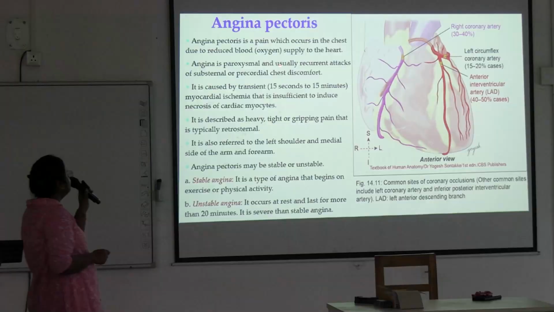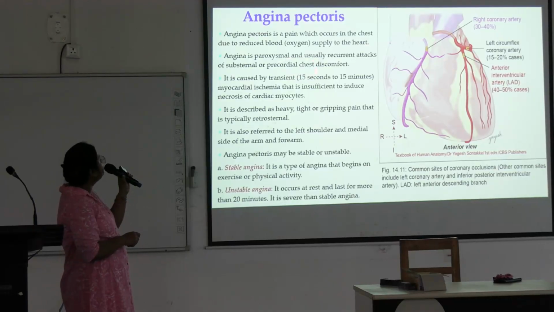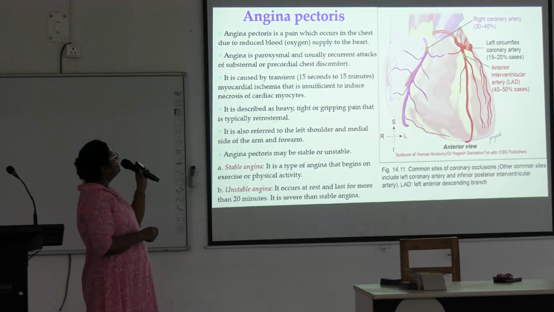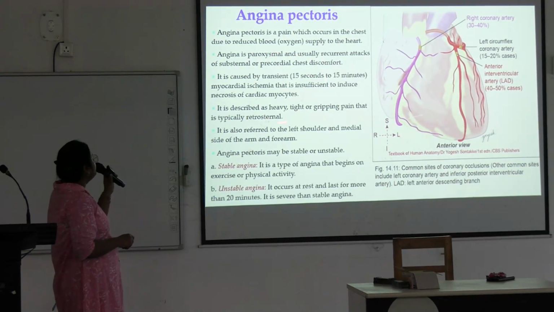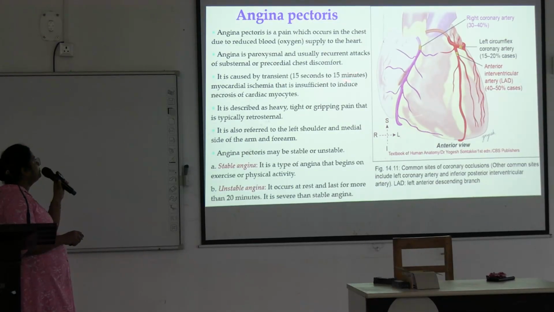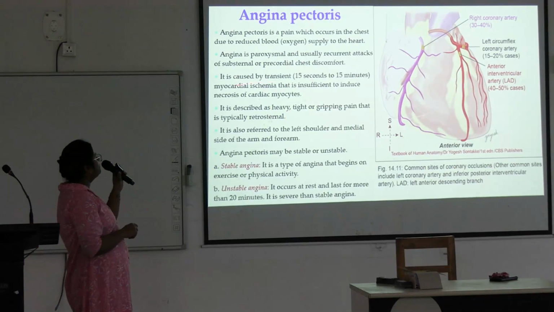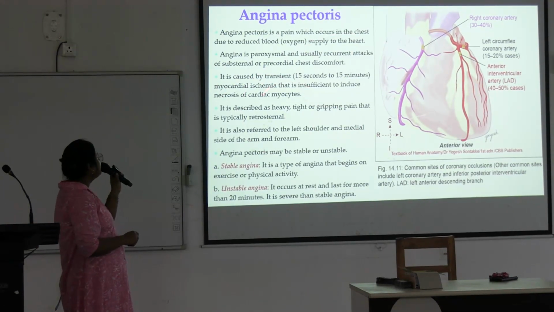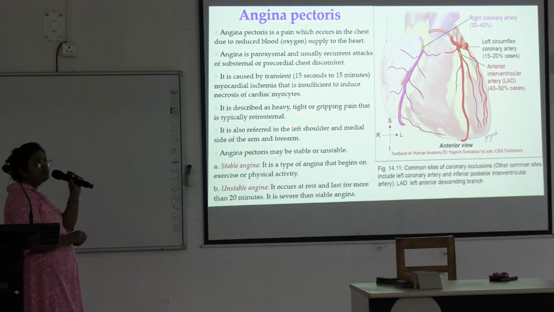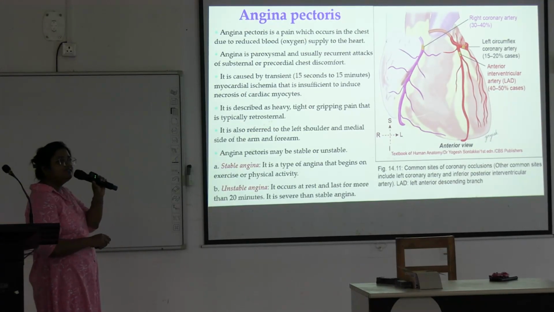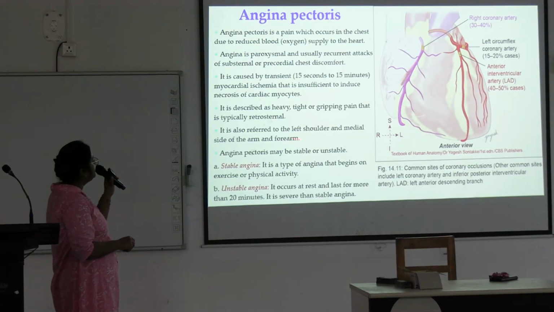So angina pectoris is pain which occurs in the chest due to reduced blood or oxygen supply to the heart, and angina is paroxysmal, usually recurrent attacks of substernal or precordial chest discomfort. It is caused by transient 15 second to 15 minute myocardial ischemia, insufficient to induce necrosis of the cardiac myocytes. It is described as heavy, tight and gripping pain that is typically retrosternal. The patient will feel heaviness in the chest, and it is also referred to the left shoulder, medial side of the arm and forearm.